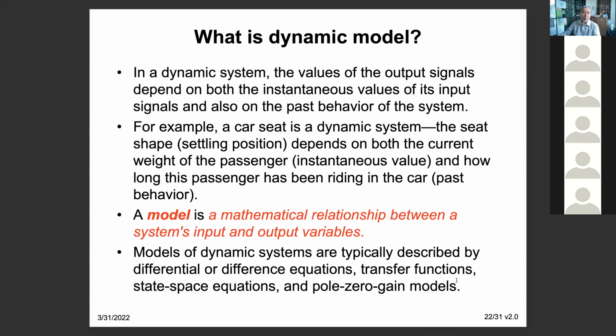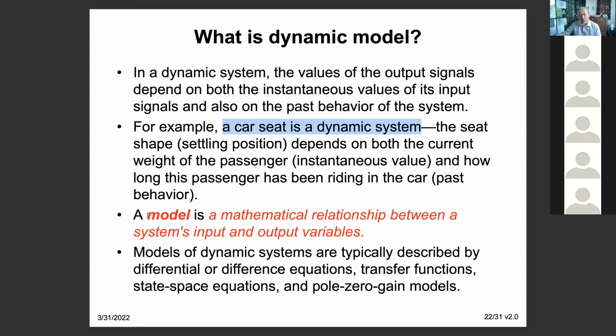So what is a dynamic model? Usually, in a dynamic model, the value of the output signals depends on both the instantaneous values of its input signals and also the past behavior of the system. That is the characteristic of a dynamic model. For example, a car seat is a dynamic system where the seat's settling position depends on both the current weight of the passenger and how long the passenger has been riding in the car, which is the past behavior. So we have to capture this data in order to get the dynamic model.